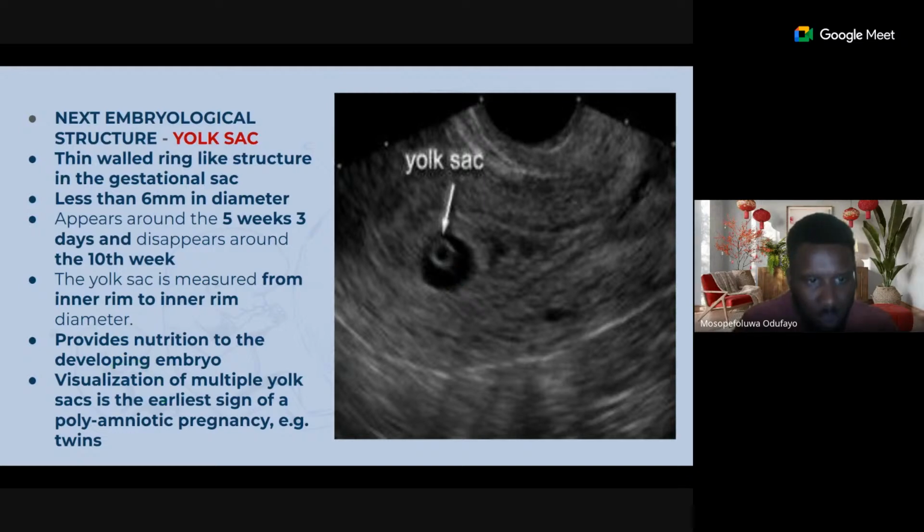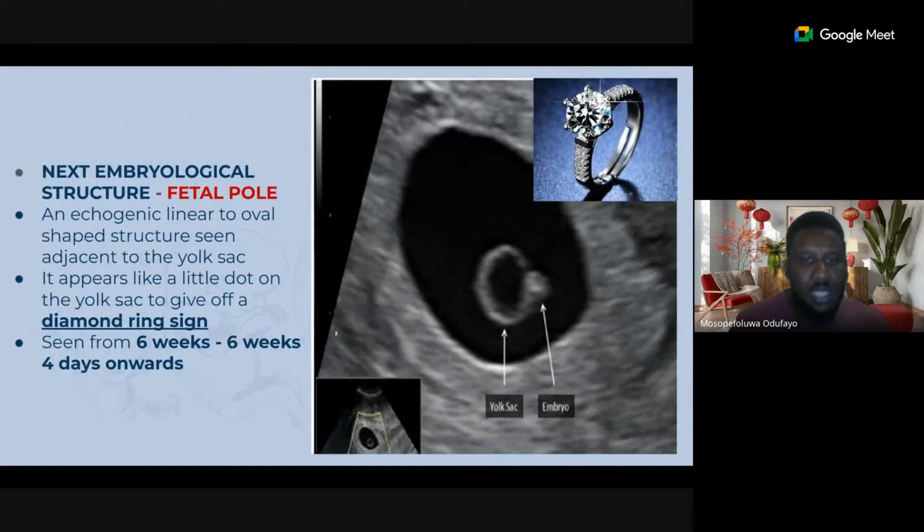Good. And we know its function is to provide nutrition. Also, one thing you can use to note if there are early multiple gestations is the presence of more than one yolk sac. Is that okay? It's the earliest sign of a polyamniotic pregnancy or twins or triplets or whatever. Now, again, what's the next thing you are going to see? So we've seen the intradecidual sac sign, 4 weeks, 3 days to 4 weeks, 4 days. We enter into the double decidual sac sign, 5 weeks. Yolk sac begins to appear, 5 weeks, 3 days, 4 days.